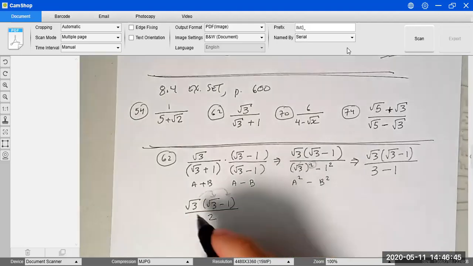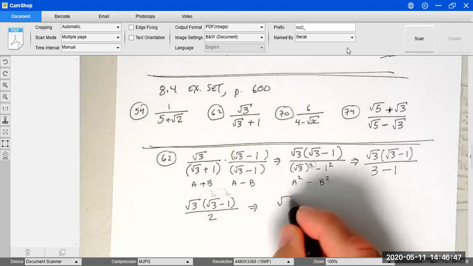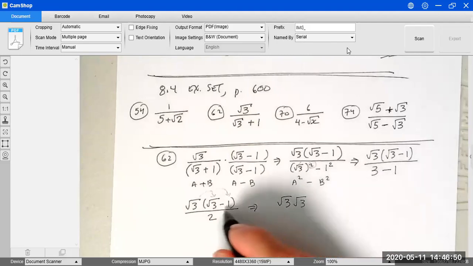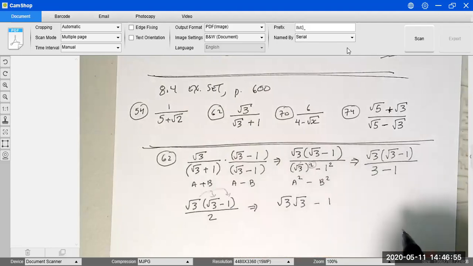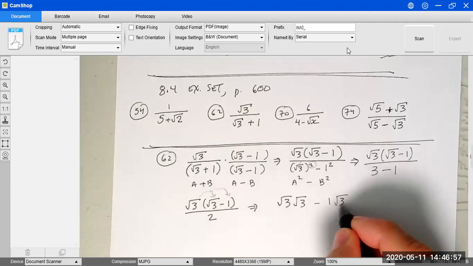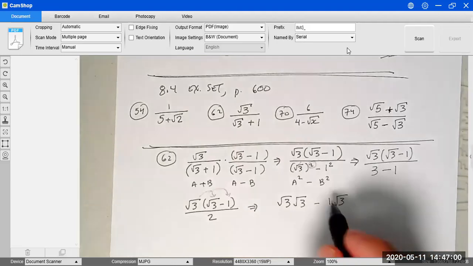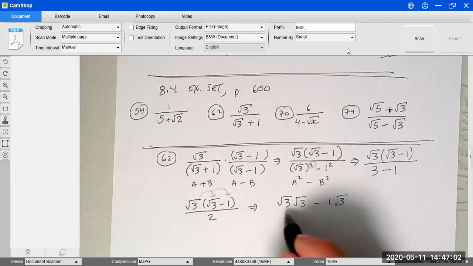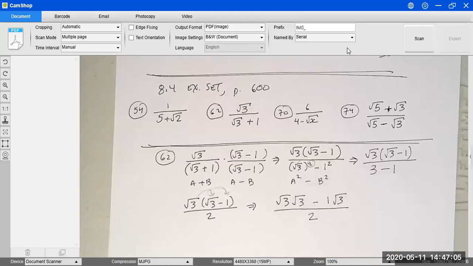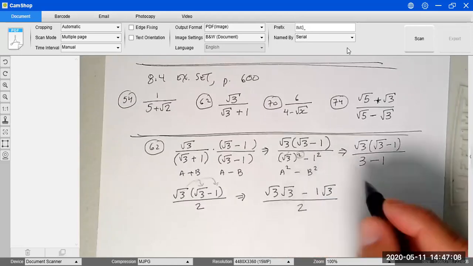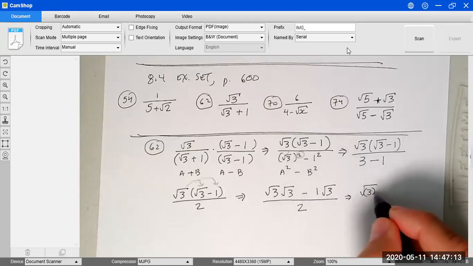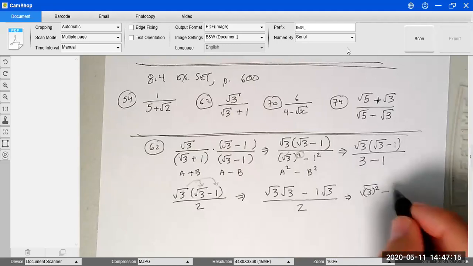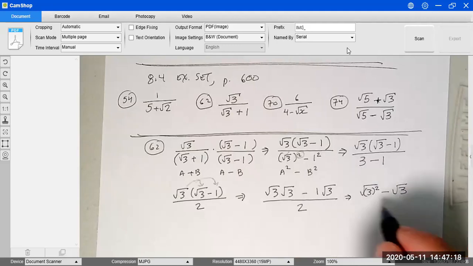So I'm going to multiply square root of 3 times square root of 3 minus square root of 3 times 1. Remember, we write first the coefficient and then the radical, not the other way. So first coefficients, then radicals, over 2. Then square root of 3 times square root of 3 is just square root of 9, and 9 is just 3 squared, minus 1 times square root of 3 is just square root of 3 over 2.